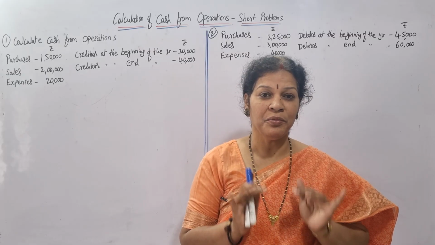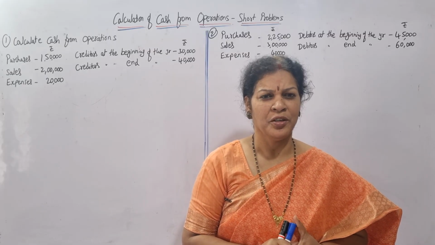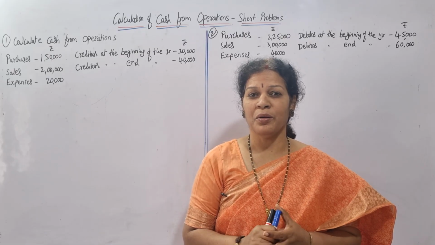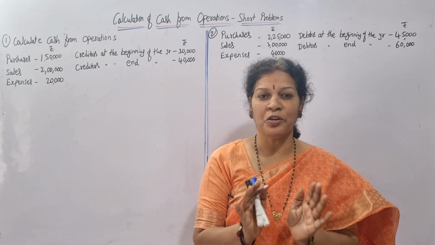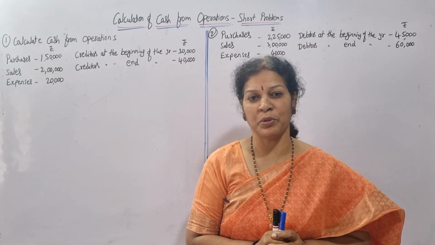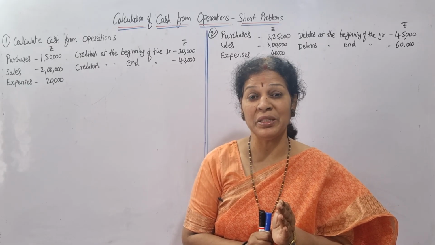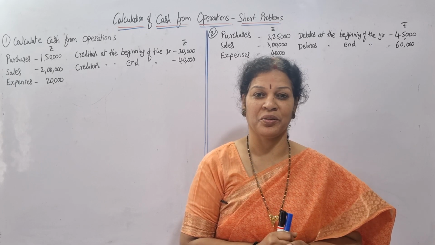That introduction we completed in the last class. Today we'll start the problems as per the cash flow statement. Today's class we'll see only short problems, how to calculate cash from operations. Cash from operations, where do you get? From the adjusted profit and loss account.